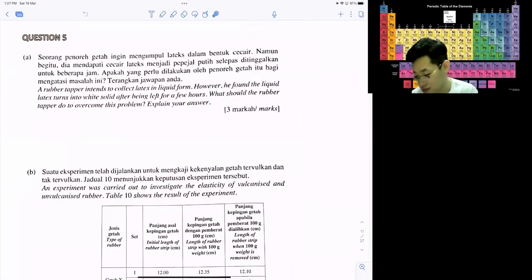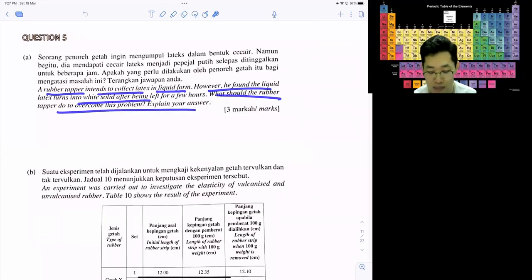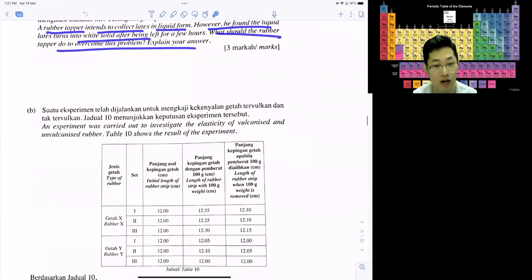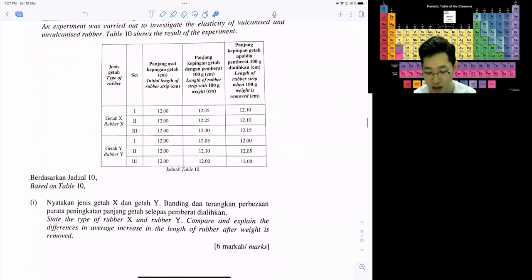Next, almost finished already. I think just a few more questions. The same question we will just skip. A rubber tapper intends to collect latex in liquid form. However, he found the liquid... This one I skip. How should the rubber tapper overcome this problem? You add ammonia solution and then the 5 points. Okay, this one.